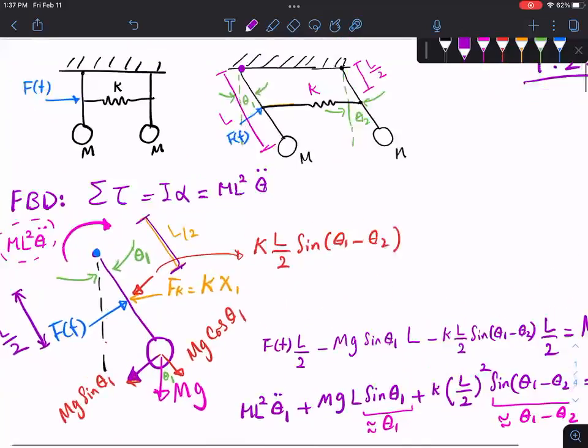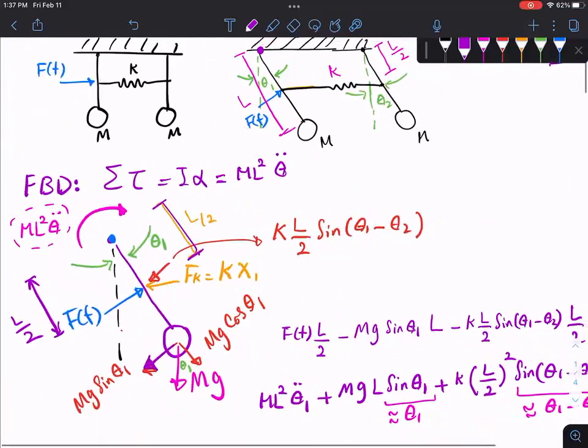Now, I'm going to draw this first pendulum. I have my pivot point, and I know that there's force F of t applied from the outside. The other forces are one from gravity, mg, and the other one is the force from the spring. Gravity always points downward, and to find the torque around the pivot point, we have to divide this into its components. So mg sine theta 1 is this purple component, and mg cosine theta 1 is the red component.